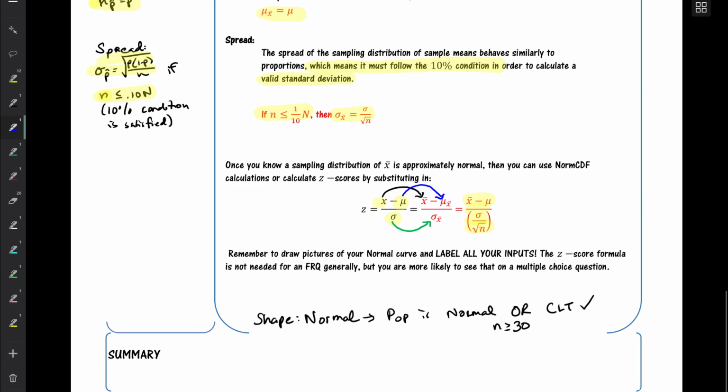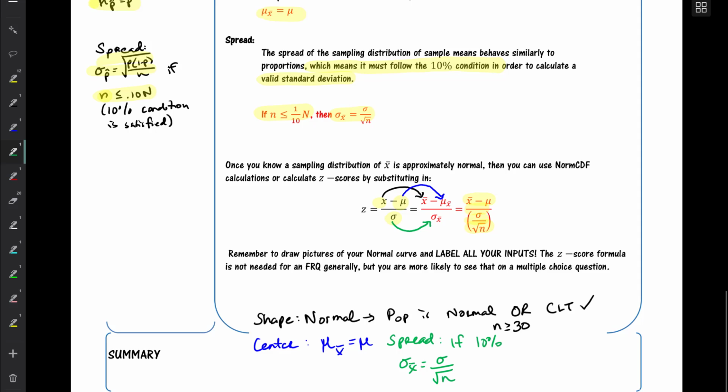The center, we can describe very simply because it's an unbiased estimator, which means the mean of its sampling distribution is equal to the population mean. And then finally, our spread. So long as the 10% condition is met, we can calculate the standard deviation with this formula where sigma sub x bar is equal to the standard deviation of the entire population divided by the square root of n, your sample size.